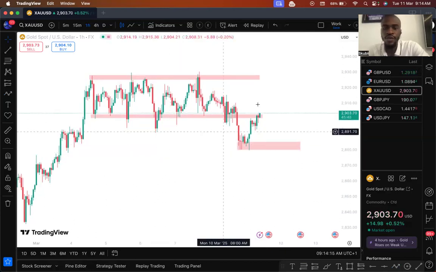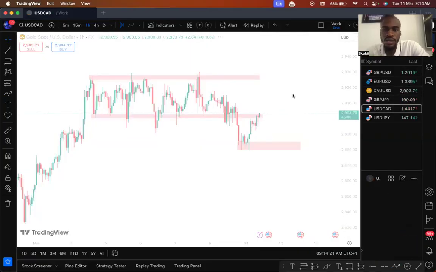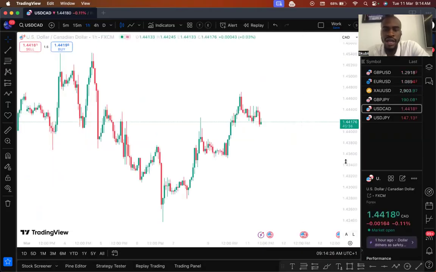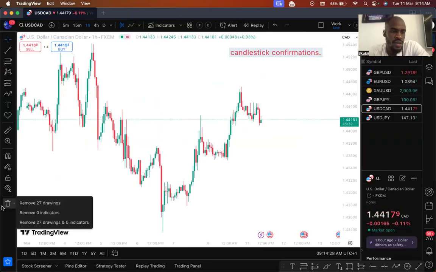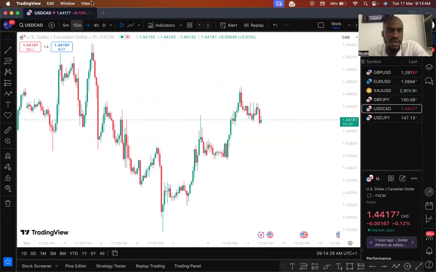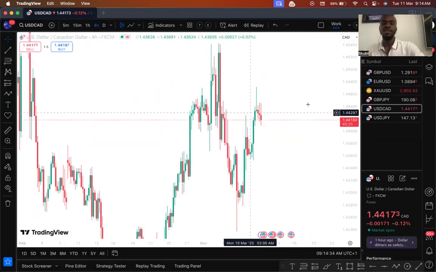That's for gold. So we have to wait for that whole sell to the downside first. Then we'll look at USD CAD. USD JPY had really nice sells yesterday, but then we missed it. It was at night. It sold around 7 p.m. and I was off my charts then.